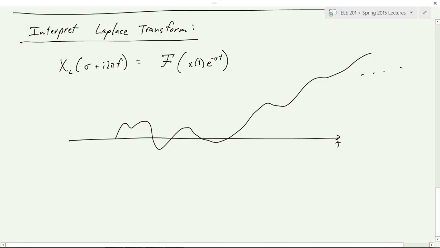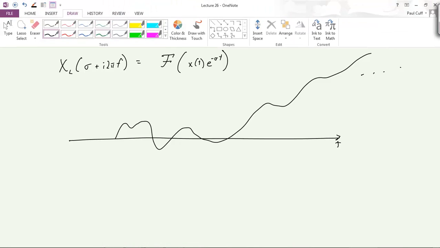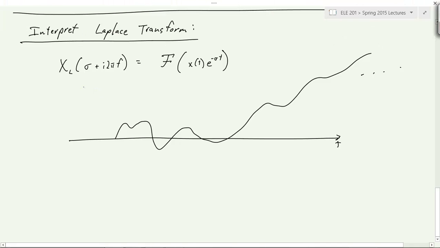Well, you might want to use Fourier analysis, but in order to use it, you can first multiply it by some real exponential. And the job of this real exponential is to taper it off. So think of here's some exponential function. This is e to the negative sigma t. You pick a sigma, multiply it, and now the result of this multiplication might be something with finite energy.